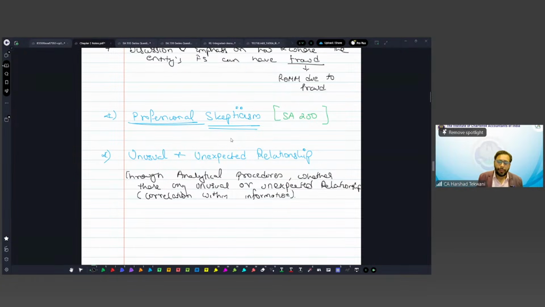I'll give you a classic example. Let's say I went to inquire of a CFO. I asked the CFO, are you aware of any fraud? He said no. I asked, do you think there is a risk of fraud involved? He said no, I'm not aware of anything in the company, and I think our internal controls are good and working fine. I asked, are you aware of any whistleblower complaint? He said no.